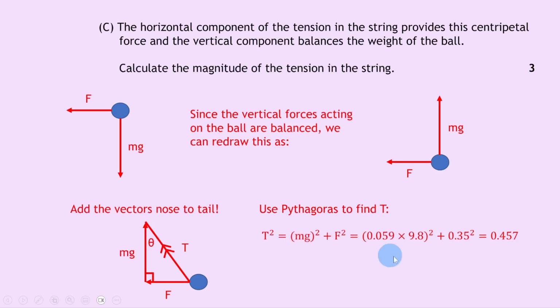Now that's a value for T squared, but we want T, remember, so we're going to need to square root both sides. So if you do that, you'll get T is equal to the square root of 0.457, and if you put that into your calculator, you should get an answer of 0.68 newtons.